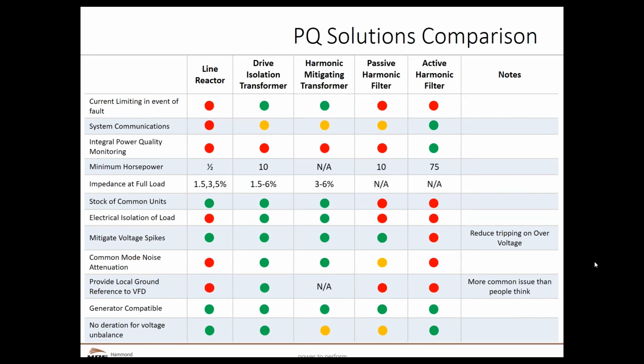And again, there's quite a bit of information here, but I just wanted to focus on a few key points. Transformers limit current in the event of a fault. Other devices do not. Active harmonic filters have built-in power quality monitoring and communications capability. Other devices generally do not. Line reactors and transformers are generally stocked, whereas passive or active filters often are not. Transformers provide electrical isolation, but other devices don't. Active harmonic filters are not effective at reducing voltage spikes, but other devices are.